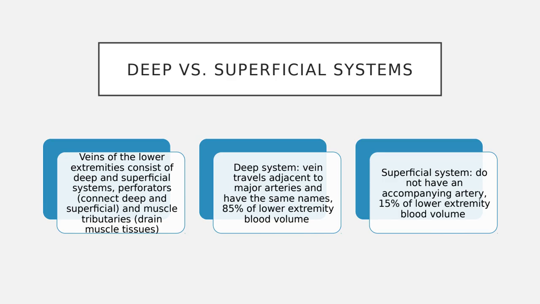We can hang out with some of our other vein friends and join together to form a bigger vein. So we have these two different systems. We have a deep system, way more important, and then we have a superficial system, not as important. The deep system is going to be the vein that is usually paired with an artery.